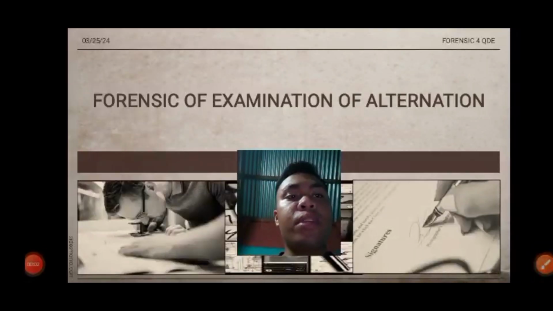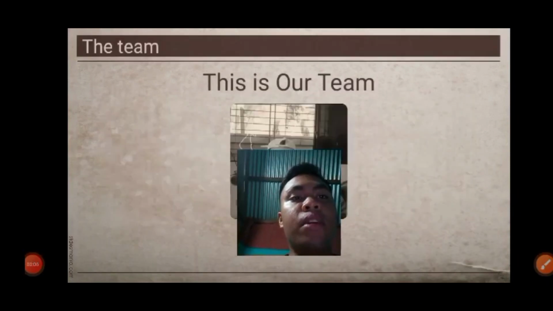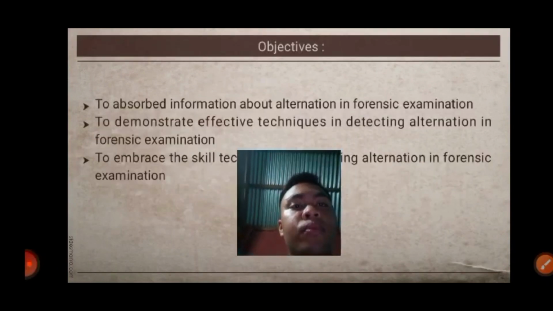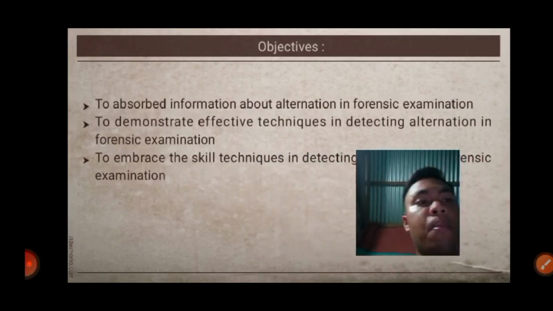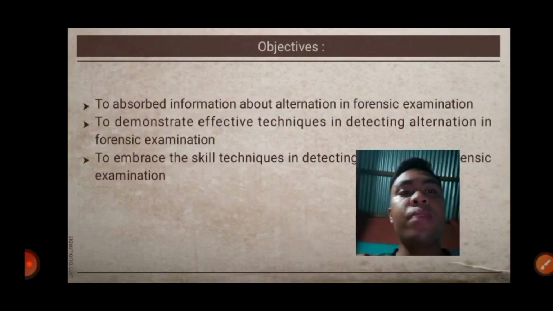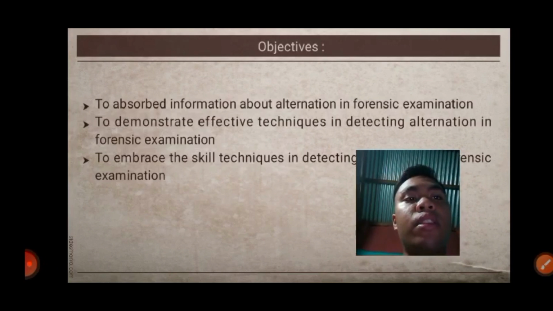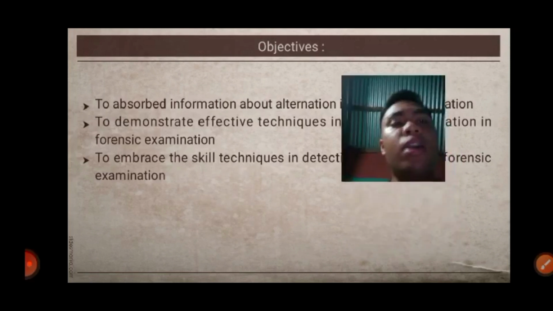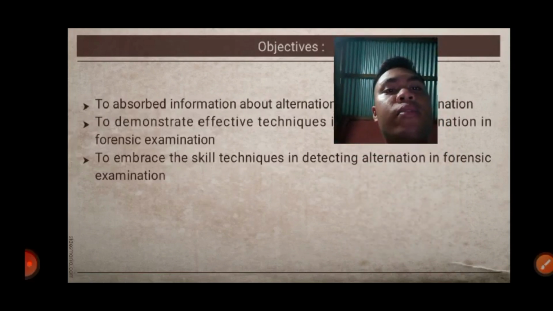So, forensic examination of alteration. This is our theme. So, objectives. First, to absorb information about alteration in forensic examination. Second, to demonstrate effective techniques in detecting alteration in forensic examination. Third, to embrace the skill techniques in detecting the alteration in forensic examination.